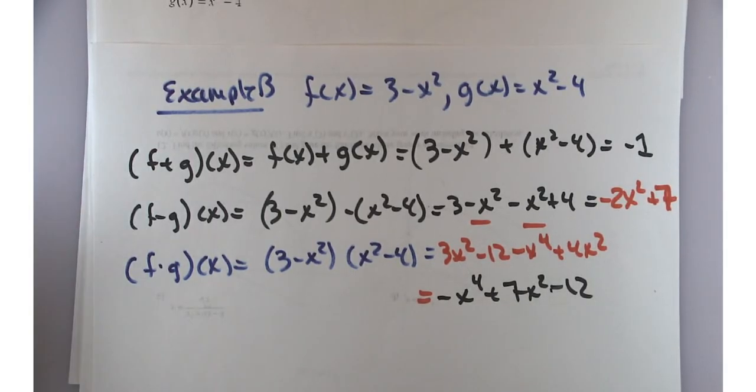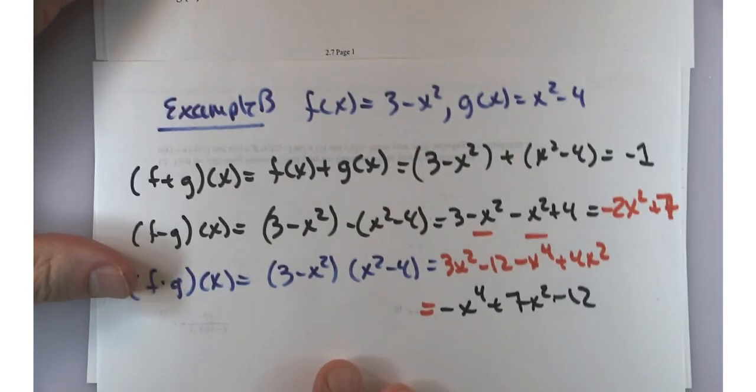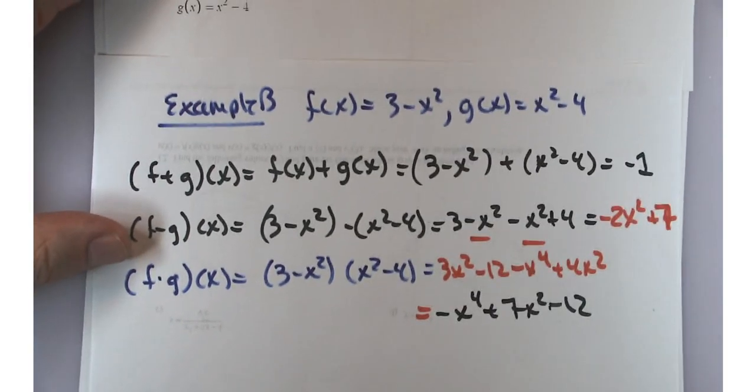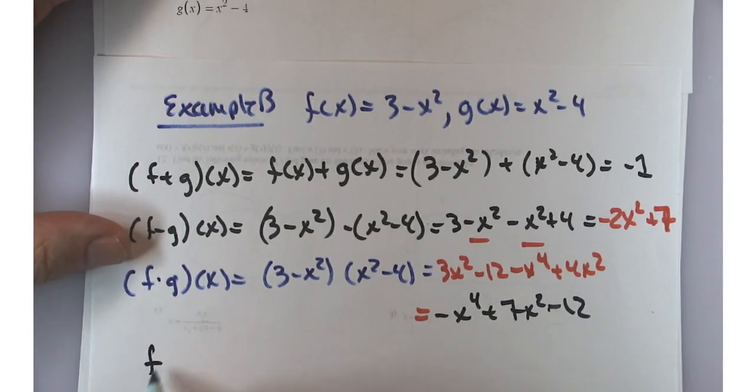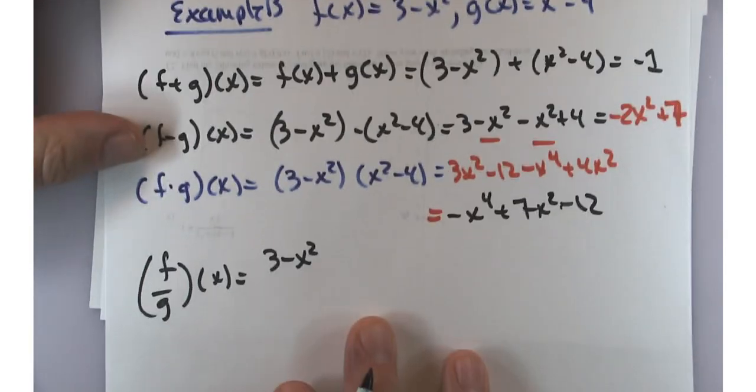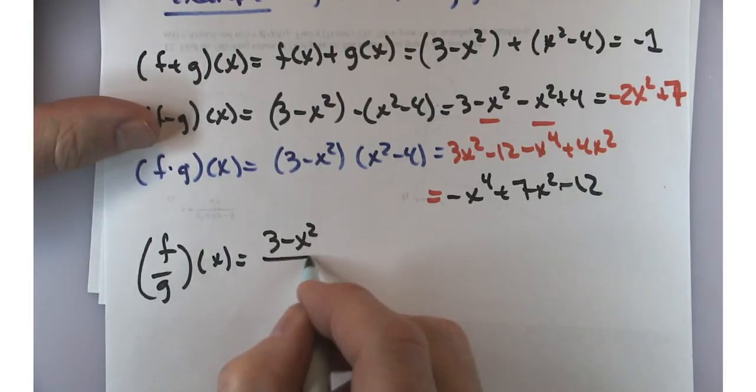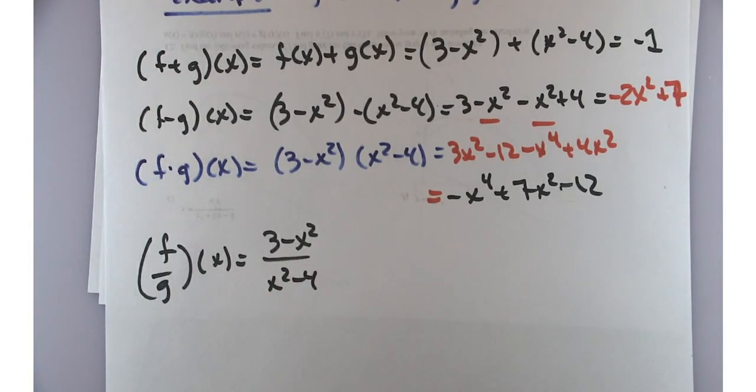Okay. The last one that we can look at would be f divided by g of x. So f divided by g of x is simply going to be f of x over g of x. Thank you. 3x squared divided by x squared minus 4. And it asks us for a little bit more from this one. It asks us to find the domain. So, what am I have to do to find the domain? That's not my big problem on this one.